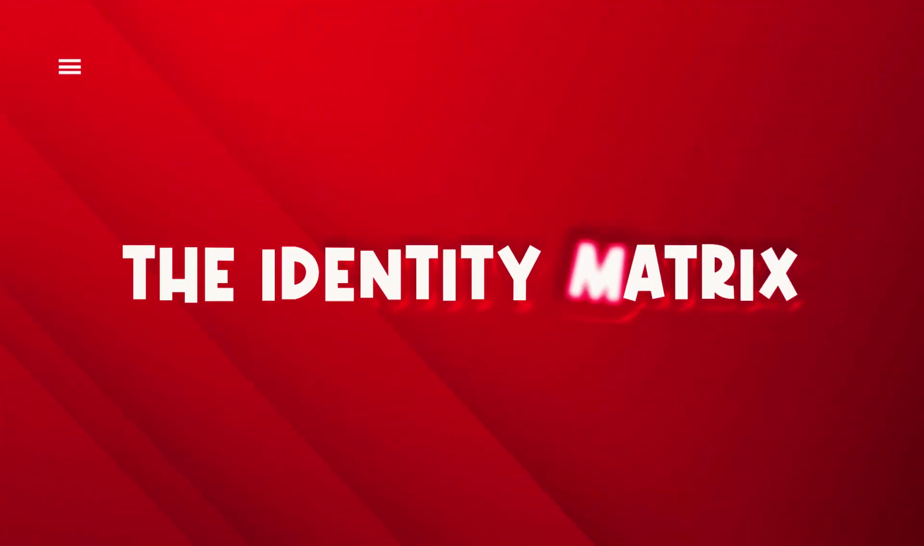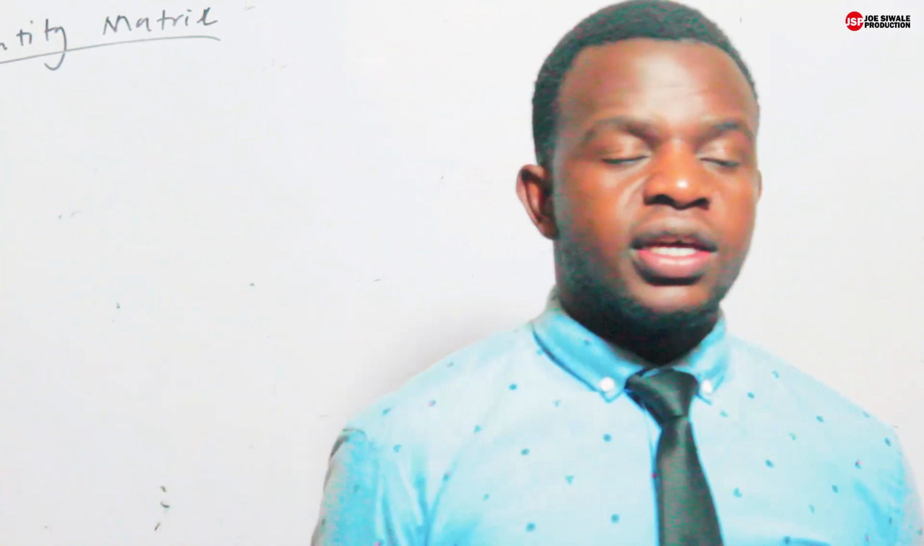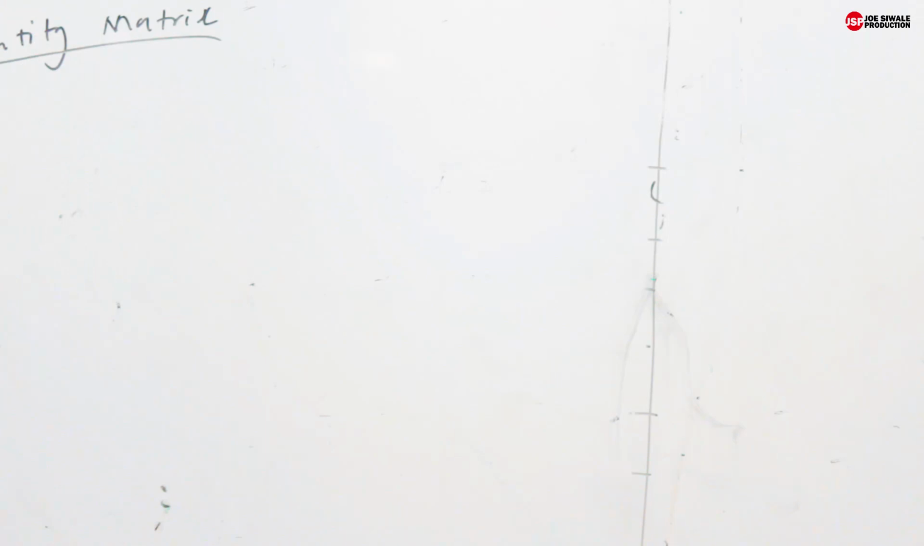So let us now look at the identity matrix. The identity matrix is also referred to as a unit matrix. The identity matrix is a type of matrix where the elements in the leading diagonal are all ones. That means that all the other remaining elements are zeros. So let us write down these points.